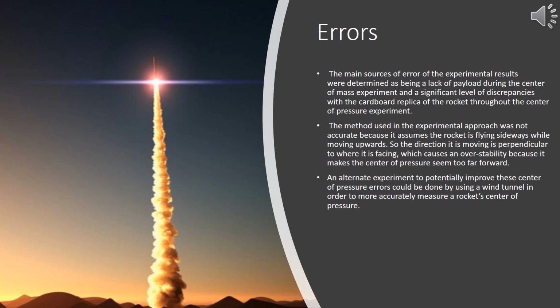However, one would often have to add mass to the nose cone area to ensure the center of mass is more towards the front than the center of pressure. An alternate experiment to potentially improve these center of pressure errors could be done by using a wind tunnel in order to more accurately measure a rocket's center of pressure.